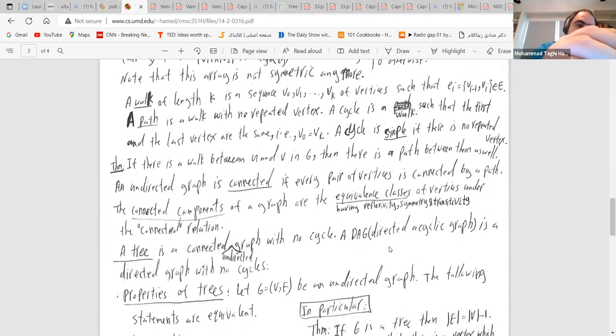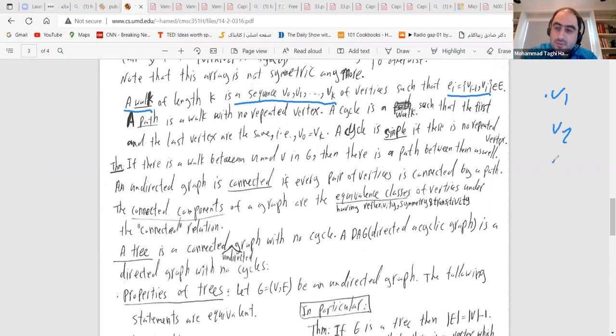Now let's talk about this concept of walk. A walk of length k is a sequence v0 to vk of vertices, such that between any two consecutive vertices there is an edge. So for example, consider v1, v2, v3. And then after v3, you may go again to v1, and then we go to v5. See, actually, this came from v0.